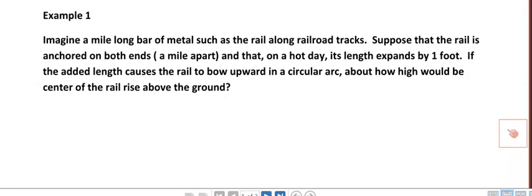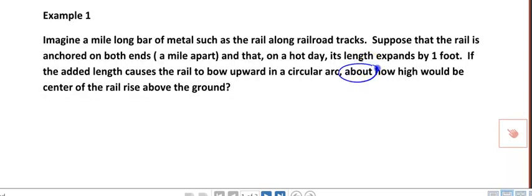So here is a problem. Imagine a mile-long bar of metal, such as the rail along a railroad track. Suppose that the rail is anchored on both ends, a mile apart. So we've got this long rail anchored on both ends, and it's a hot day. And we are told that the length of that rail expands. Now remember, that rail is 1 mile long. It expands by 1 foot in the hot sun. So if the added length causes that rail to bow in the middle, bow upward in a circular arc, about how high would the center of the rail rise above the ground?